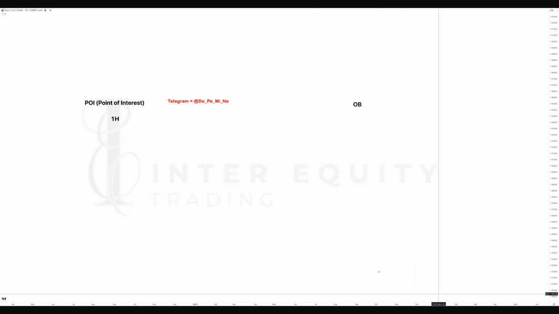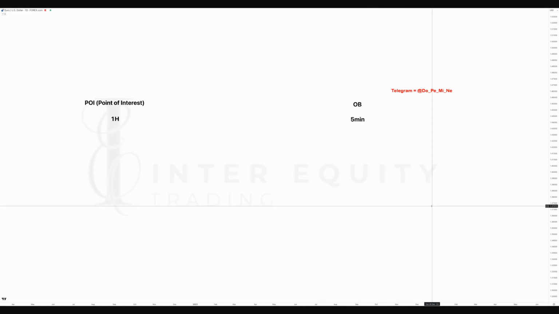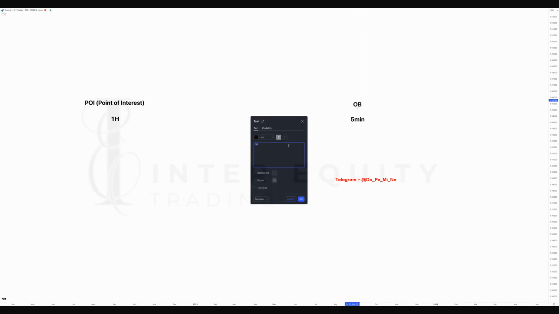Okay, so this area is going to be your point of interest, right? It's going to be your 1 hour time frame, and your order block is going to be on the lower time frame, which, well, it could be anything. It could be the 15-minute, it could be the 5-minute, it could be the 1 minute. For this example, let's say it is the 5-minute time frame. Order block.